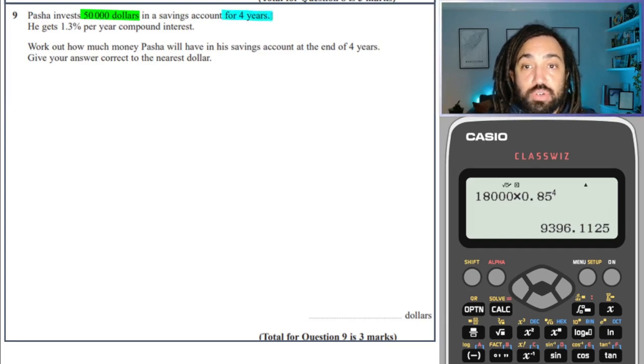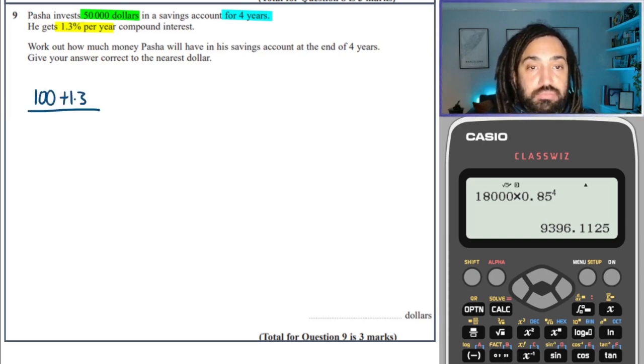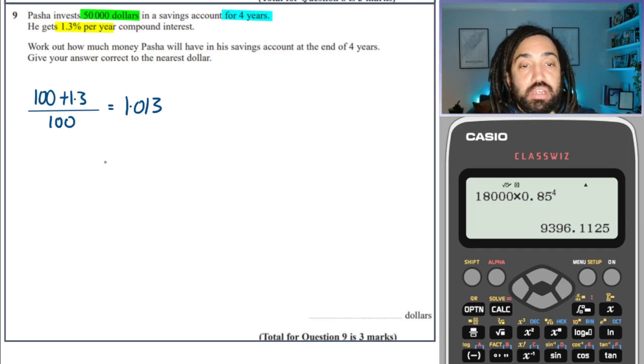Okay, next question. We've got $50,000 this time. We've got it over 4 years, and the interest rate is 1.3%. Okay, so let's start off by doing 100 plus 1.3, and then divide it by 100, and this gives me 1.013. Perfect. You can always use your calculator to do that. And it says work out how much money he'll have in his savings account. So that means that we are looking at the total figure after 4 years.